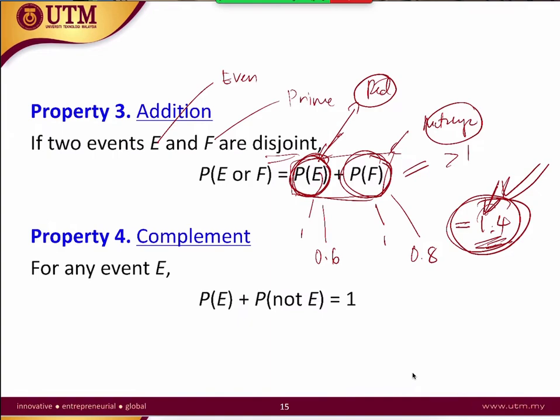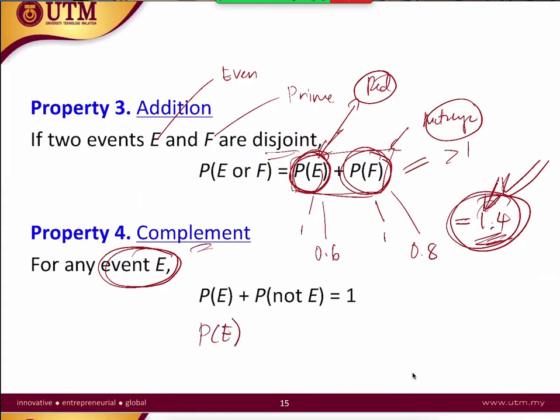The next thing we need to remember is the complement. A complement must happen only on the same event. When we have the probability of P, the event that you want, let's say the dice getting an even number, the complement of it is getting an odd number. The probability and the probability of the complement event will always total 1. So you just need to remember this.